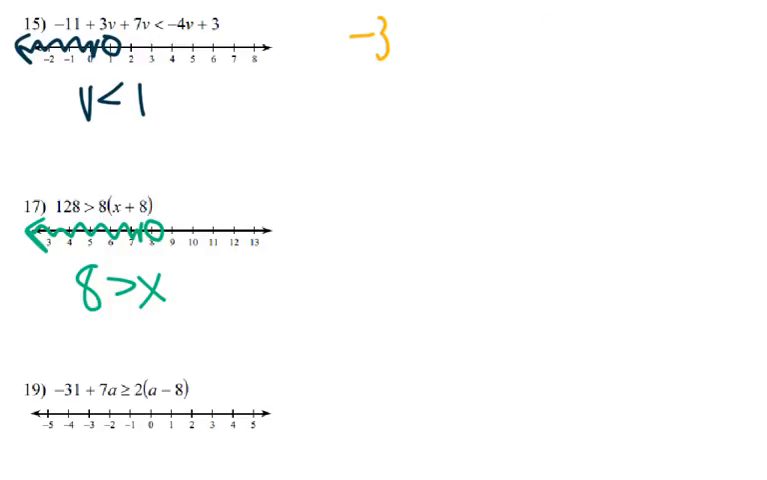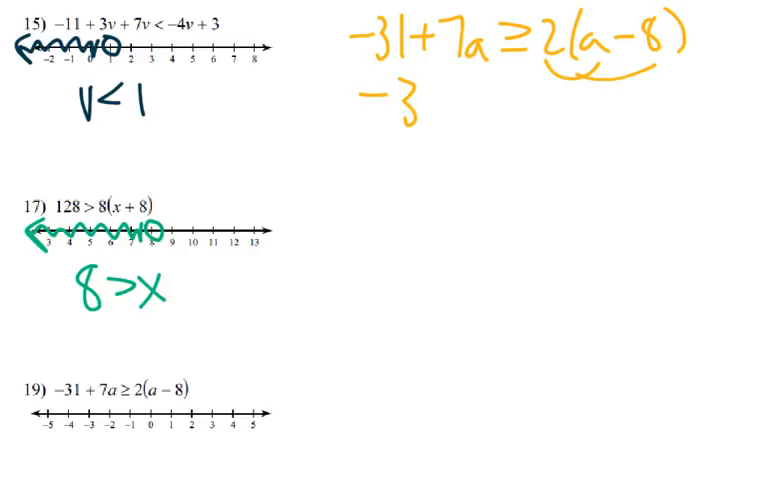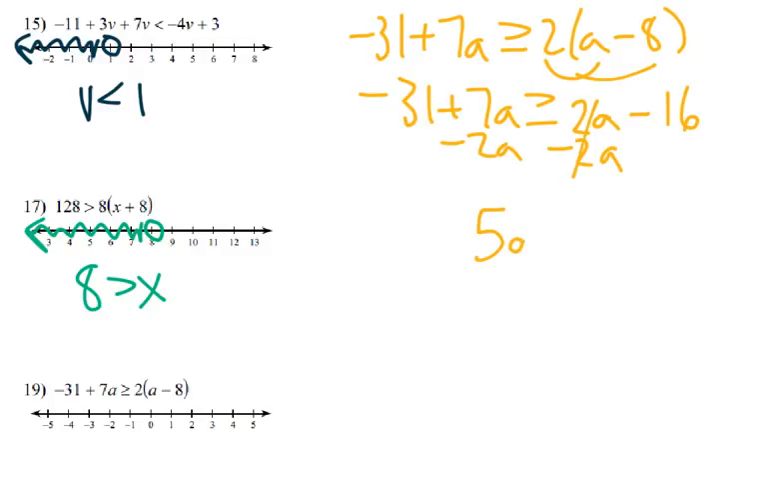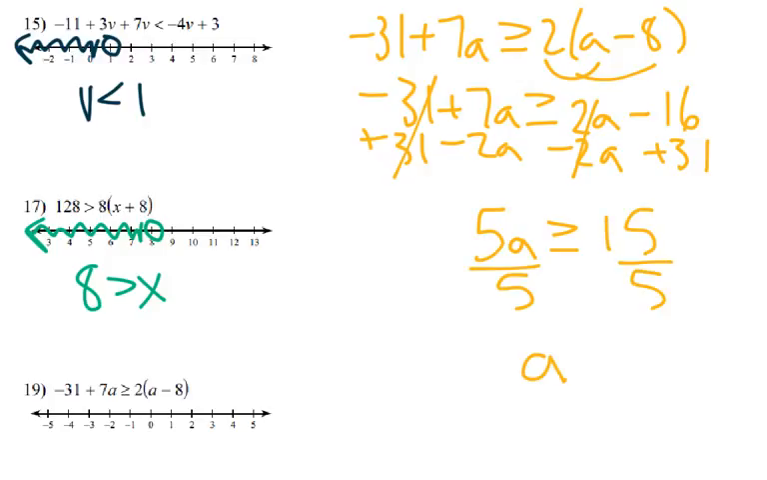So we've got negative 31 plus 7a is greater than or equal to 2 times a minus 8. Distribute that through. Negative 31 plus 7a is greater than or equal to 2 times a, which is 2a, minus 2 times 8, which is 16. So subtract 2a from both sides. That gives us 5a on the left. I could add 31 to both sides. That would give me negative 16 plus 31. It's going to be a positive 15. Divide by 5. And we get a is greater than or equal to 3.